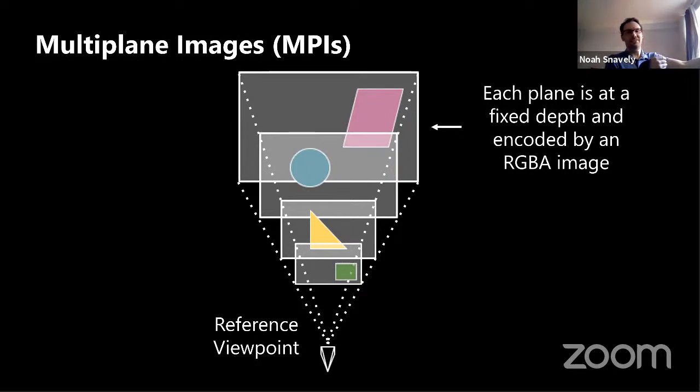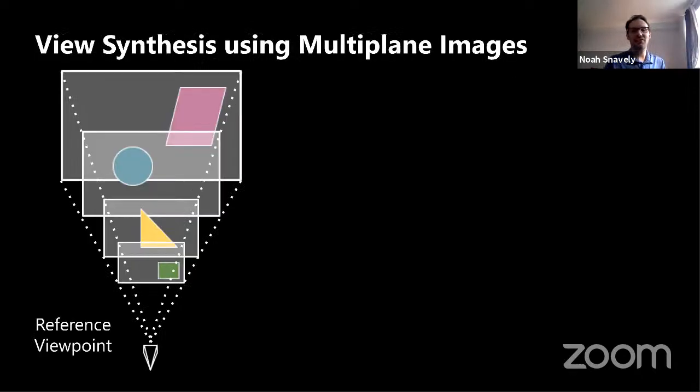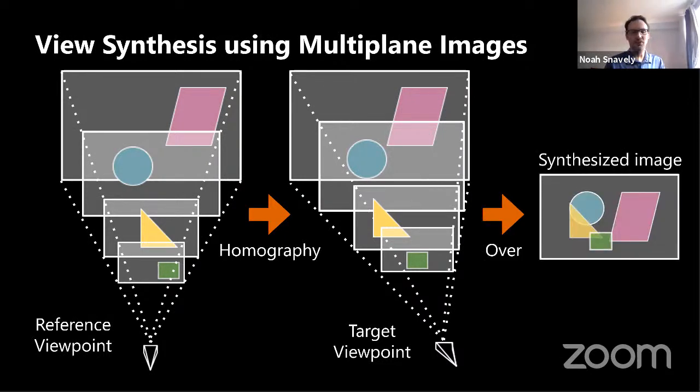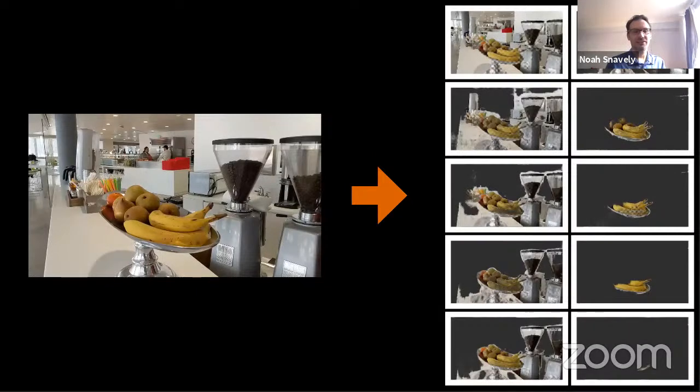And stuff is painted on each of these layers. These are semi-transparent, each pixel has an RGBA value. And then if you want to render a new viewpoint, all you do is apply an appropriate homography to each of the layers and then composite them from back to front order. So if you do the over operation, you get a rendered image. So it's a very powerful representation for view synthesis. And here's another visualization.